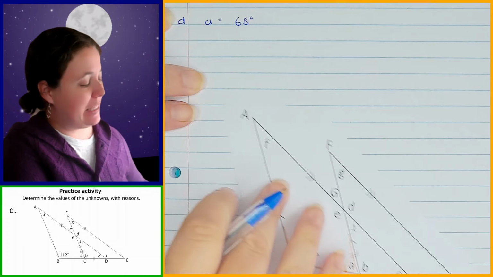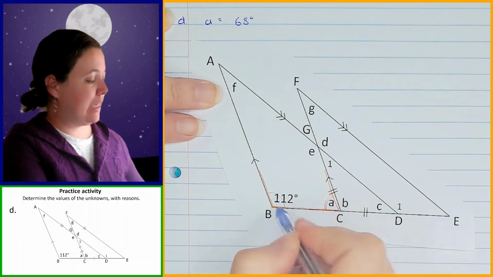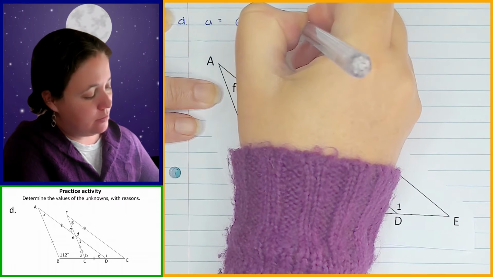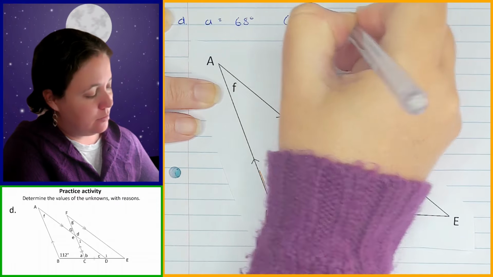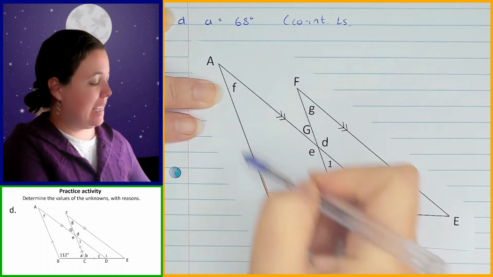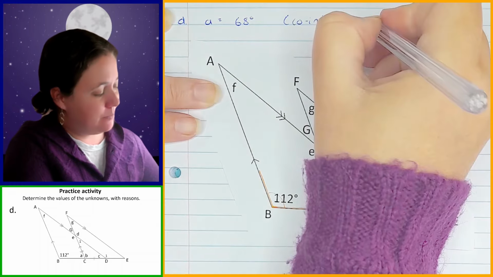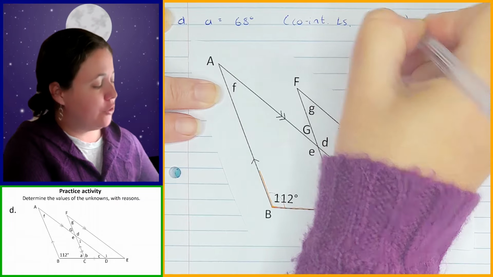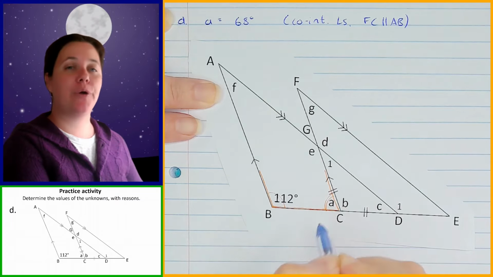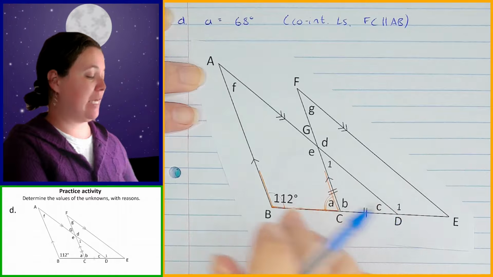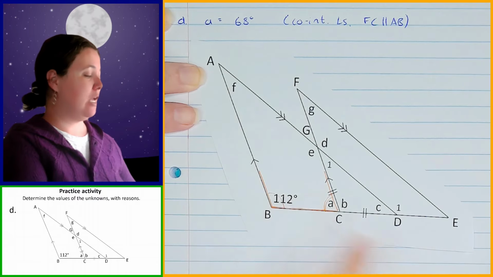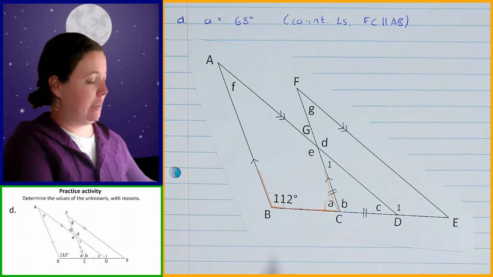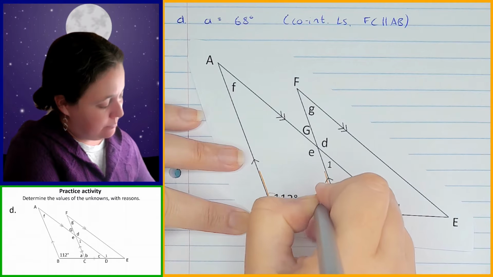And the reason I can say that is because these two angles are co-interior with AB parallel to FC. And we know that when lines are parallel, co-interior angles will be supplementary, so they're going to add up to 180 degrees. Okay, so now that I've got that, I can go and fill it in over here. So this is 68 degrees.